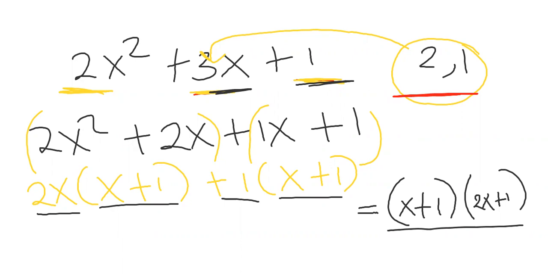So you factorize 2x squared plus 3x plus 1. You're going to get x plus 1, 2x plus 1. I'll do another example. Let's now take 2x squared minus 9x plus 4.